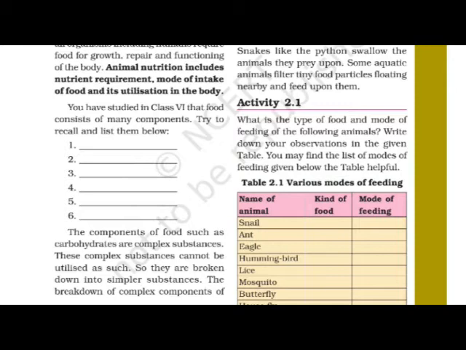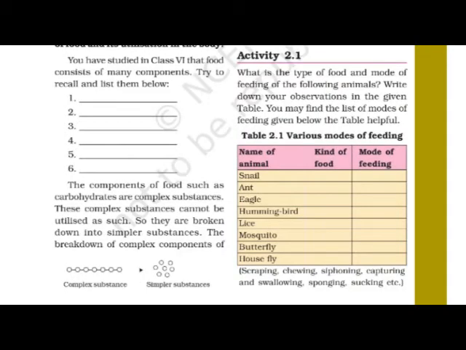Now let us see activity number 2.1. What is the type of food and mode of feeding of the animals? Write down your observations in the given table. You can see the table, it is on your screen. Table 2.1, various modes of feeding, where we have to fill.